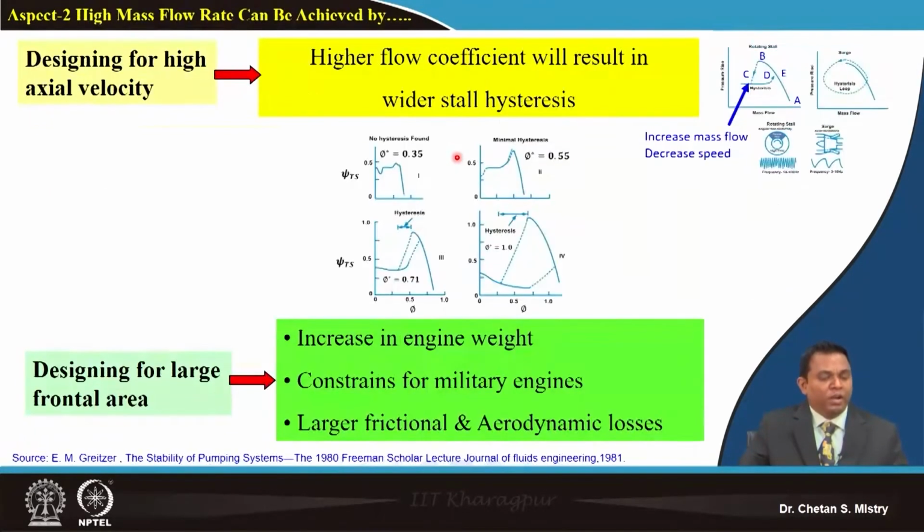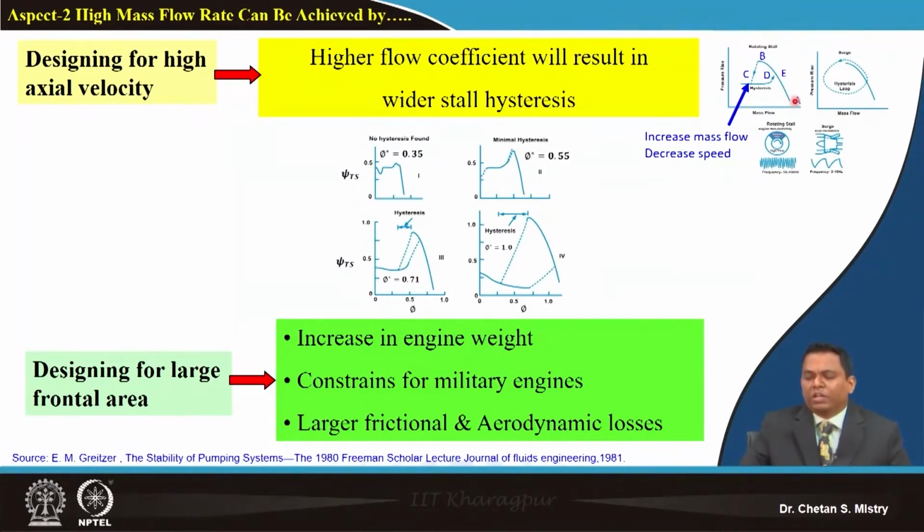Now the next option says you increase the mass flow rate. Suppose we want to increase our mass flow rate, then we have two options. One is to increase the axial velocity, and the second is to increase the inlet diameter, which requires a larger frontal area. If we consider higher axial velocity, that creates trouble in the sense of wider stall hysteresis.